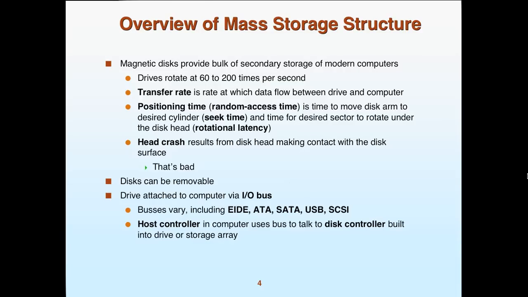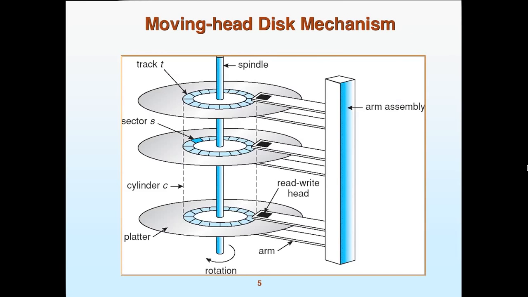Disks can be removable, or they can be fixed in the system. Drives might be attached via an I/O port or an I/O bus. So we refer to different types of buses. Buses vary. They include EIDE, Extended IDE, SATA, which is even more popular today, USB, kind of slow but popular, and SCSI, faster, better, and more popular than USB in terms of a hard drive. We have a host controller in the computer. It uses a bus to talk to the disk controller, built into the drive, for any type of storage array that might exist.